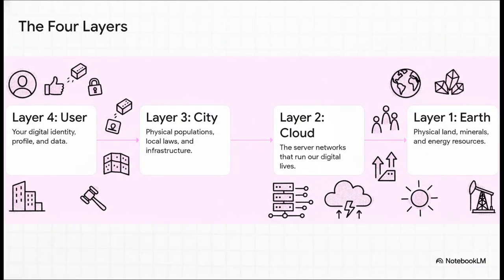So let's build this stack from the ground up. Literally, at the very bottom, you've got the earth layer. This is all the physical stuff, the land, the minerals, the energy resources. Simple enough. Right on top of that is the cloud layer. Think of the massive server networks from companies like Amazon and Google, the digital infrastructure that runs our lives. Then we have this city layer. This is where people actually live, physical populations, local laws, roads, buildings. And finally, right at the very top is the user layer. That's you, that's me. It's our digital identities, our online profiles, and all of our data.